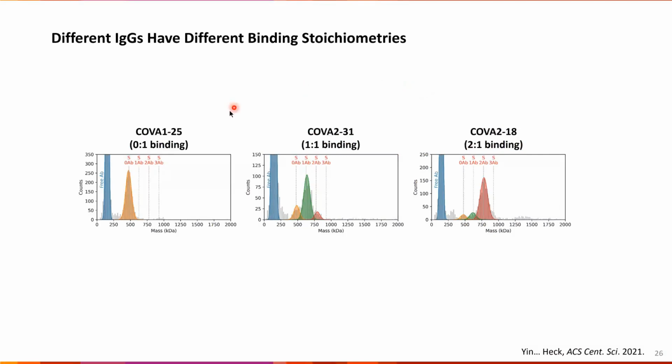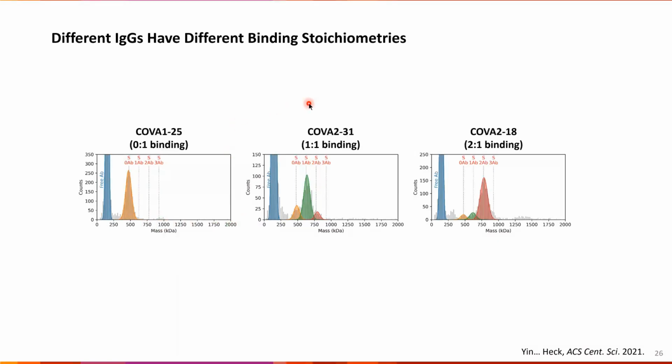And it turns out that we can. We tried quite a few antibodies here, and I show 3 representative ones. What was quite surprising to us is that different antibodies actually bound to the spike with different stoichiometries. For some of them, CoVA-125 for example, we saw very weak, if not no binding, in that we didn't really see any new species show up in the mass histograms.